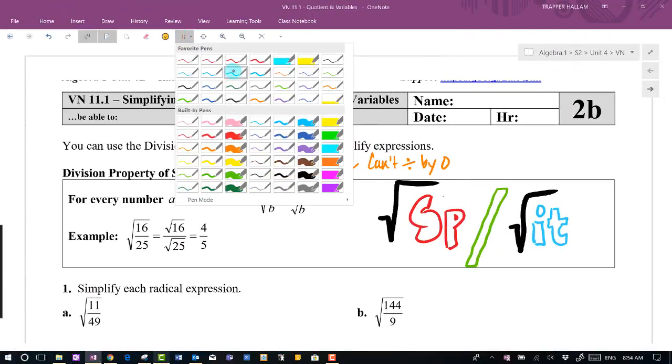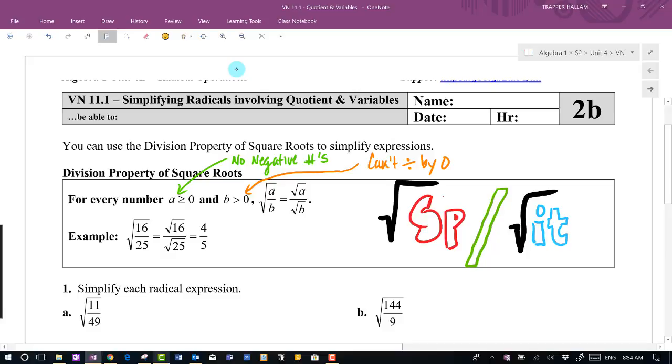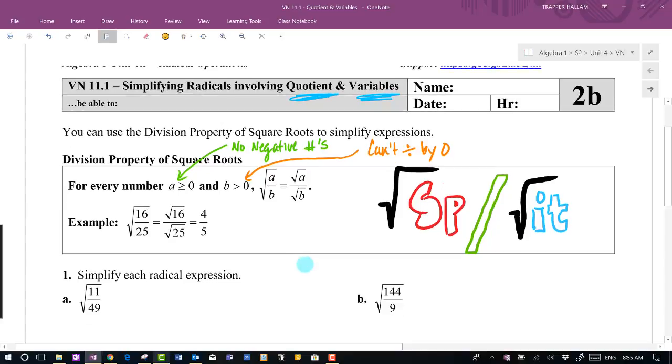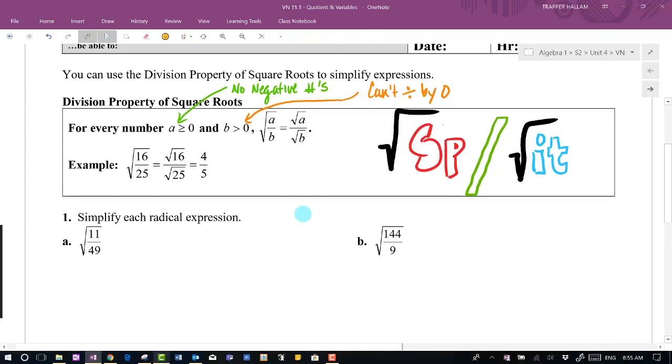Okay, hi and welcome to some notes on 11.1, the section in which we're going to be talking about simplifying radicals involving quotients and variables. So, let's get right into this rule. We have some other rules already that we've talked about, like radicals and multiplying radicals as well, so we should have those under our belt. We'll probably employ a couple of those today after we deal with the quotient and variables part. So let's get right down to what this rule is.